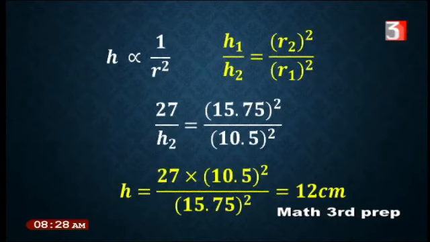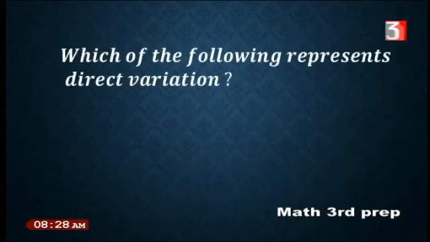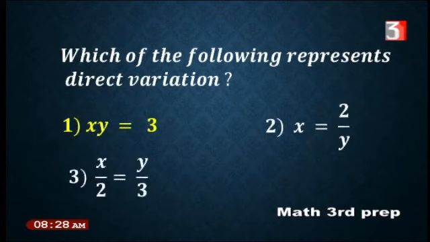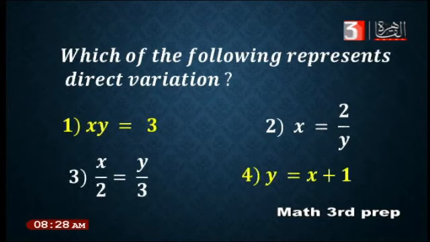Another example. Which of the following represents direct variation? I will give you 3 or 4 choices, and I want you to choose which of them represents direct variation. The first one is xy equals 3. The second, x equals 2 over y. The third is x over 2 equals y over 3. And the last choice is y equals x plus 4.